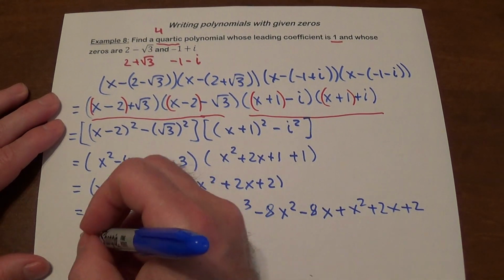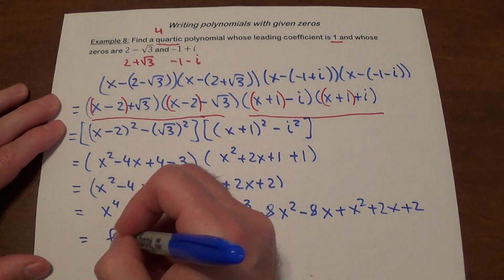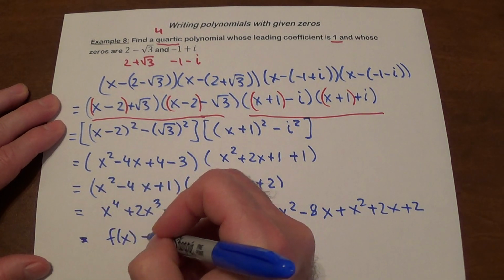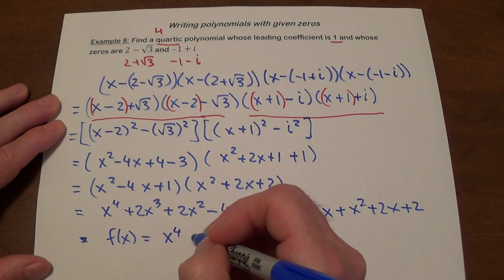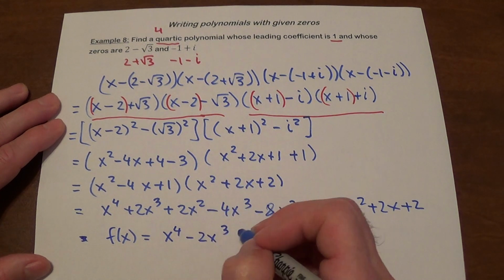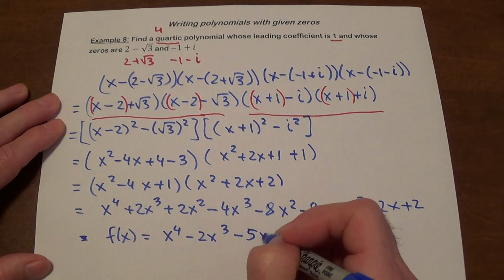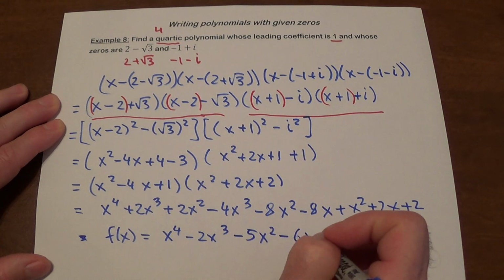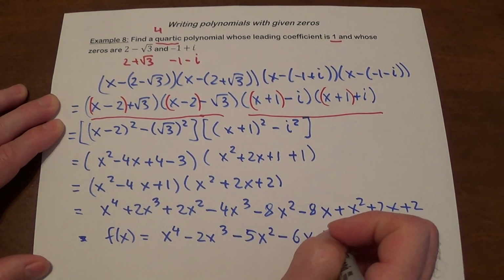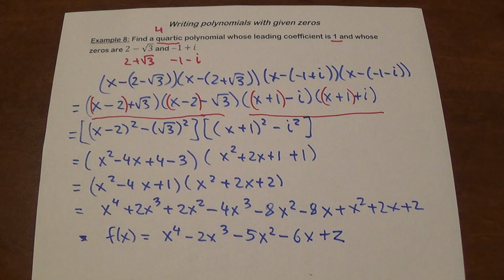And we combine like terms, just like we did before, so our f of x is going to be x to the fourth minus 2x cubed minus 5x squared minus 6x plus 2. Okay? And we are done. This is how you do it.